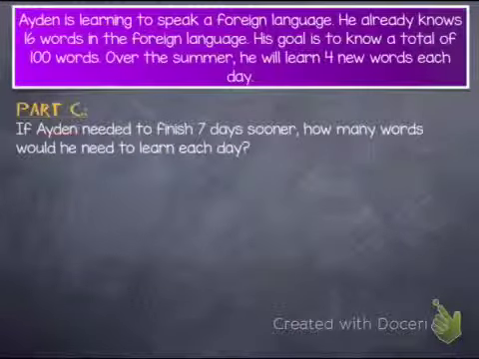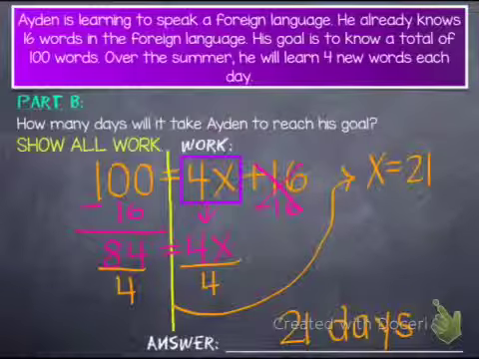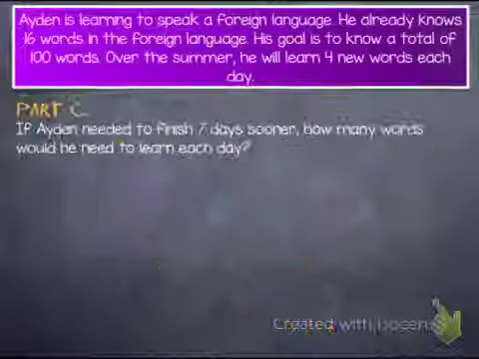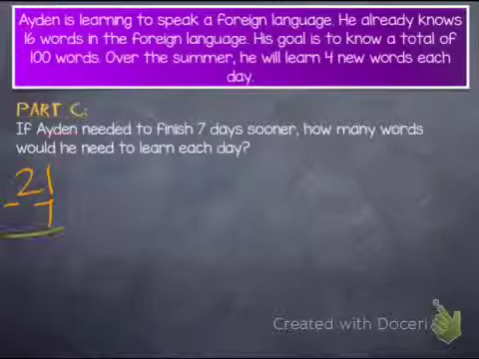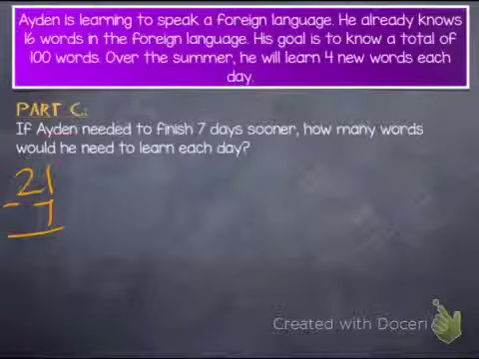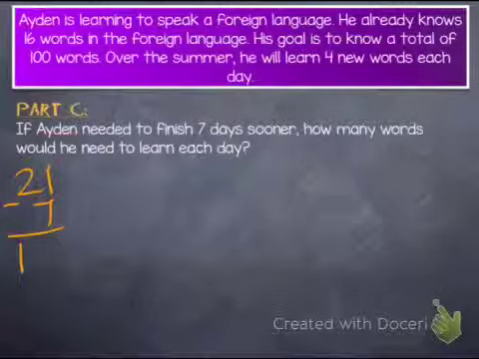Our last part is part C, and it's putting a spin on the question that we just had. So if Aiden needed to finish 7 days sooner, so instead of taking 21 days, we actually wanted to finish 7 days sooner, so minus 7. How many words would he need to learn each day? So first of all, 21 minus 7 is going to give us 14. So now he's only going to have 14 days to work with.